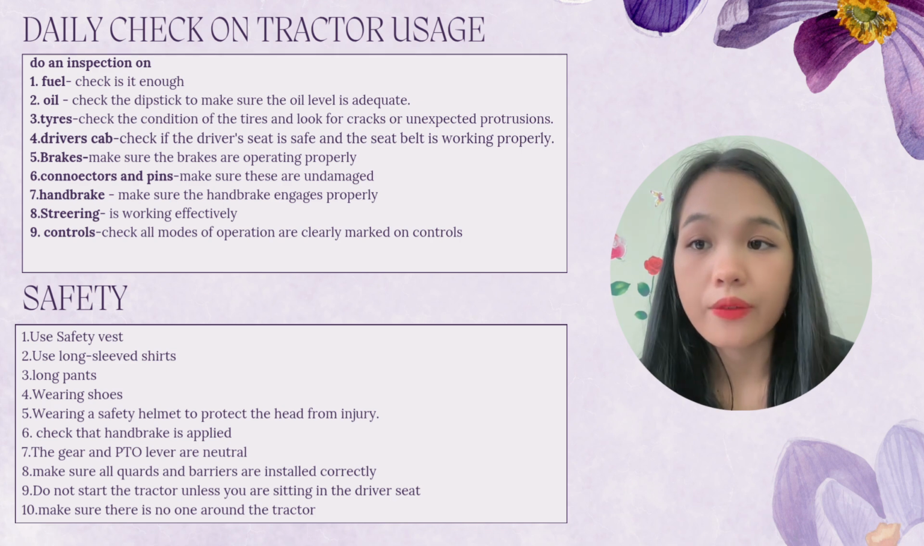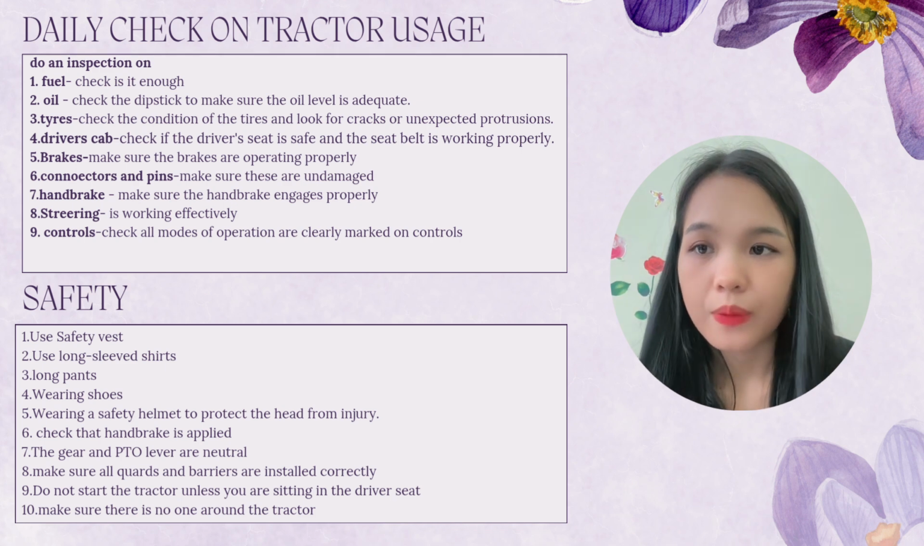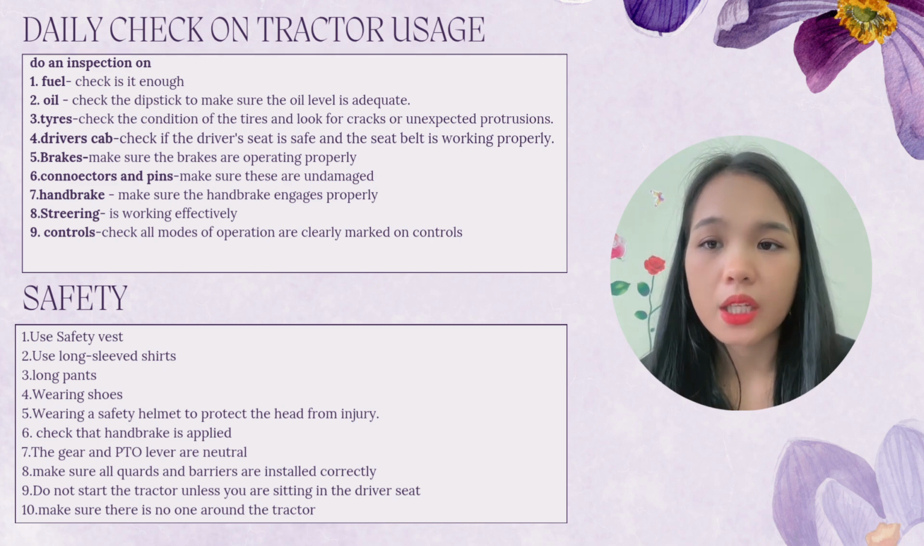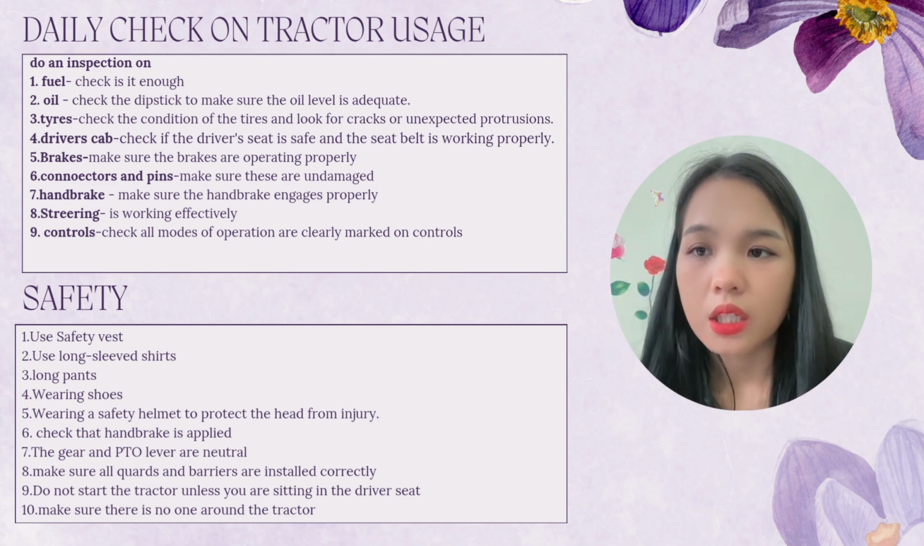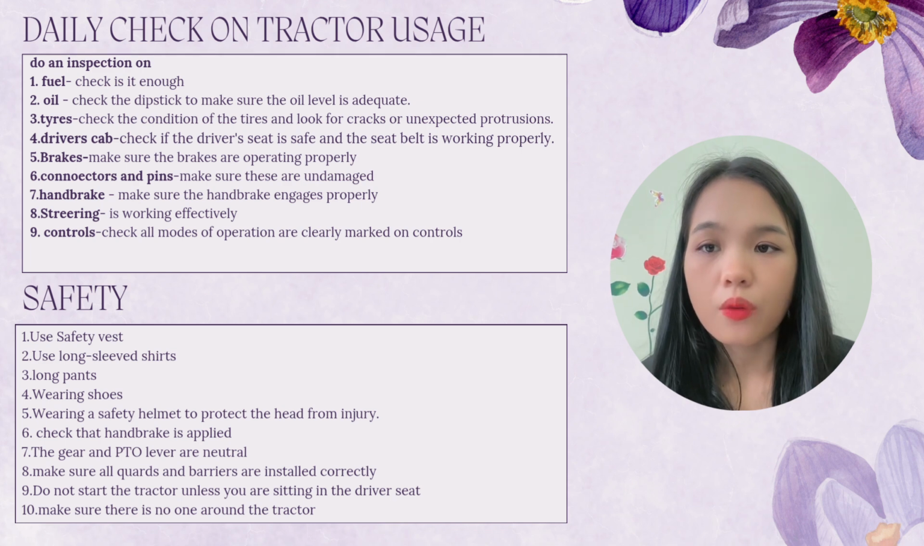And four is driver cab, check if the driver's seat is safe and the seat belt is working properly. And five, brakes, make sure the brakes are operating properly. And six is connectors and pins, make sure there is no damage. And seven is handbrake, make sure the handbrake engages properly. And eight is steering, check if the steering is working effectively. And nine is controls, check all the modes of operation are clearly marked on the controls.